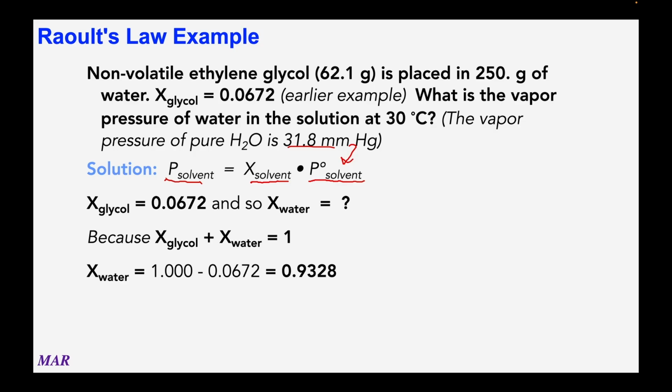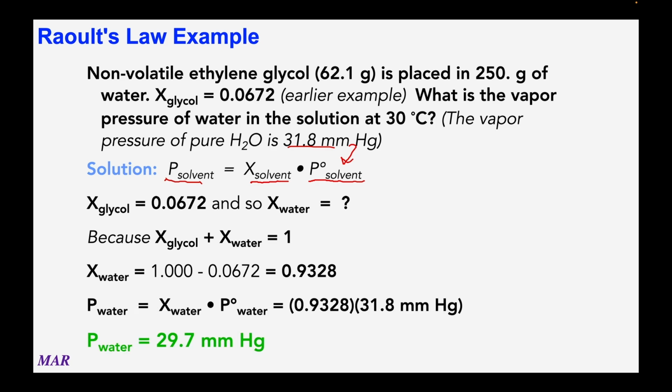A lot of times when we deal with concentrations, we're more interested in solute, but in this case, focus on the solvent. 0.9328 mole fraction of solvent times the vapor pressure of the pure solvent, 31.8, that comes out to be 29.7 millimeters of mercury. So let's think about what these numbers mean for just a second.